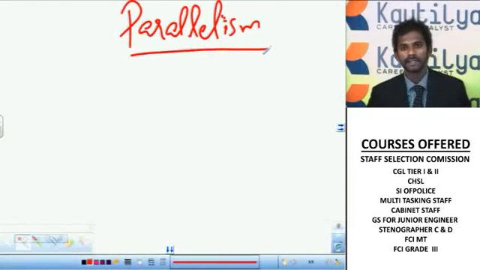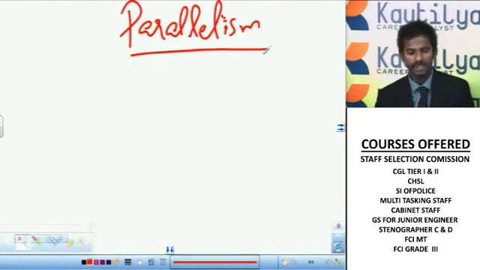Now parallelism means if there is more than one idea in a sentence, all the ideas must have equal importance. That means all the ideas must be expressed in a similar form. Then only they'll have equal importance. So for ideas to have equal importance, they must be in a similar form. Some 7 concepts are there in parallelism.